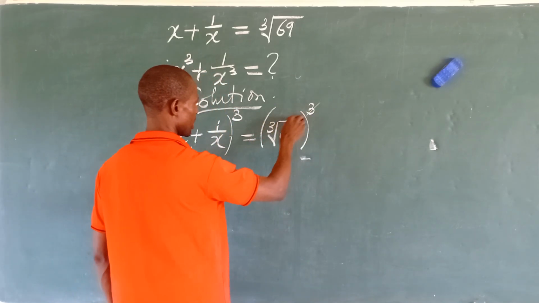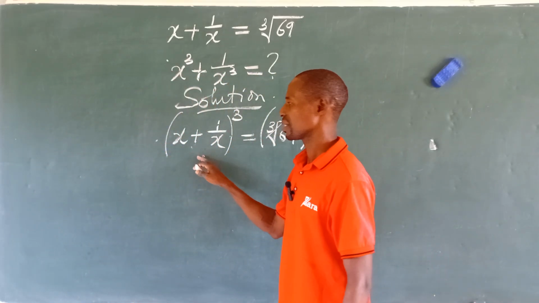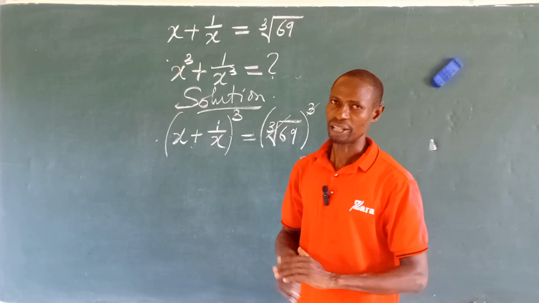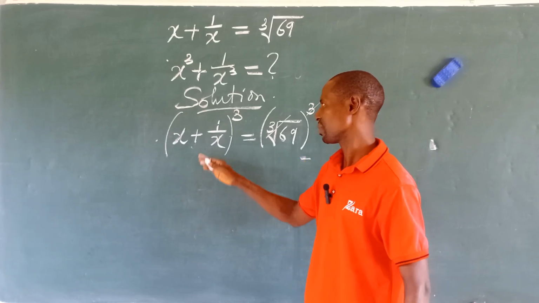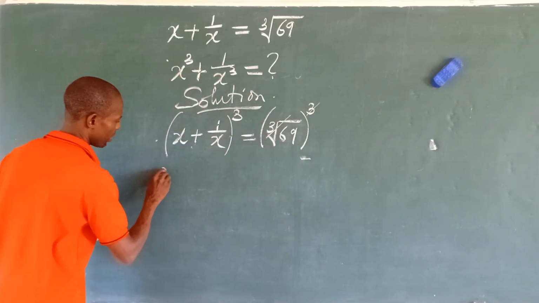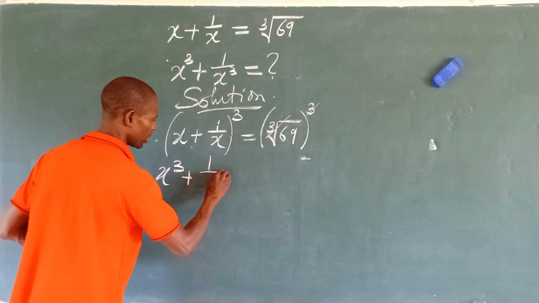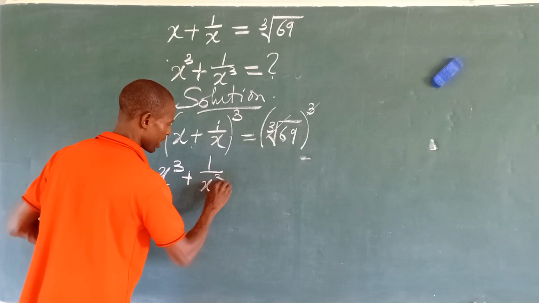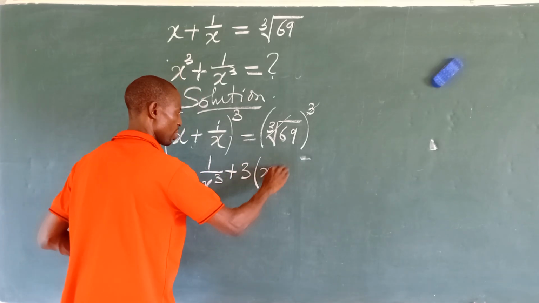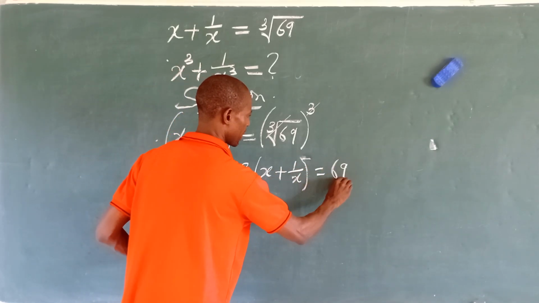So what happened to this? This and this will leave the system. We just have to open this. In opening this, we can use either the binomial expansion or the normal algebraic expansion method. If we use either, we're going to have x to the power of 3 plus 1 all over x to the power of 3 plus 3 bracket x plus 1 all over x close bracket equal to 69.